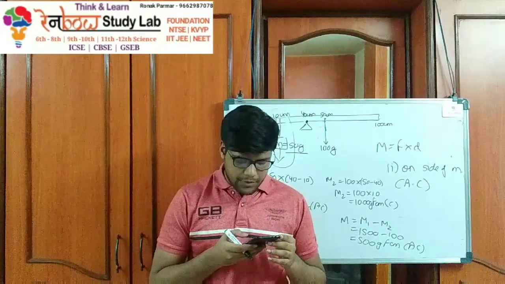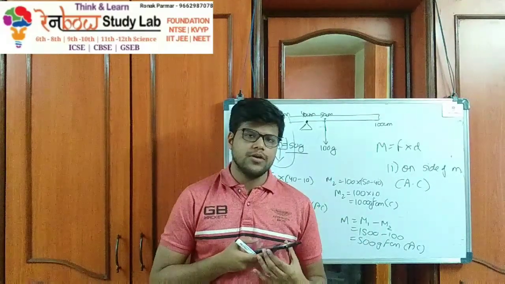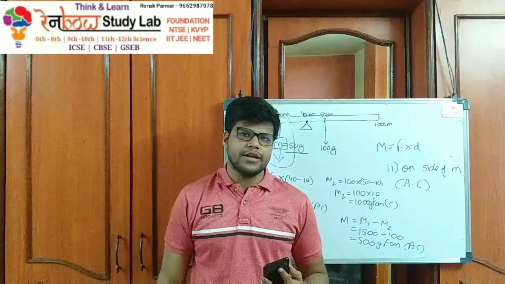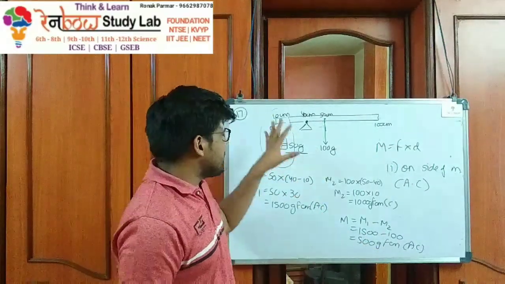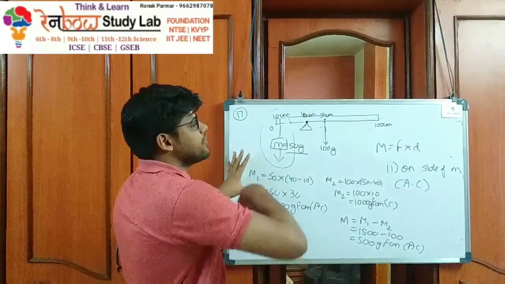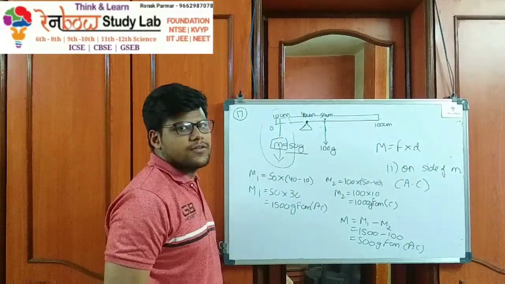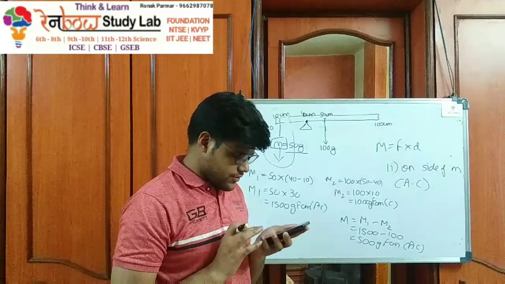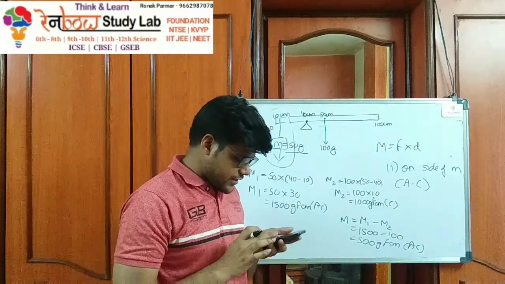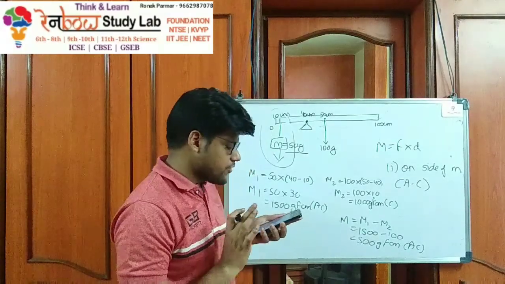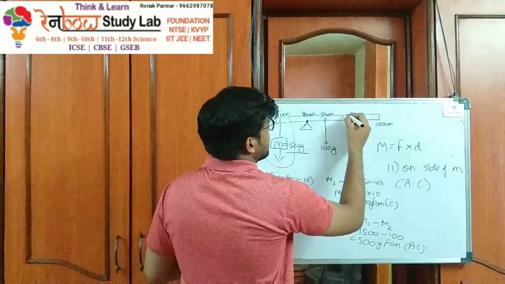This is the resultant moment: 500 GF centimeter in anti-clockwise direction. Fourth part: how can it be balanced by another mass of 50 gram? So you are applying another mass of 50 gram to balance this ruler. Right now it is anti-clockwise, so we will apply 50 GF on that side, and it becomes balanced. The weight they have mentioned is 50 GF. You need to find the location of the 50 gram.